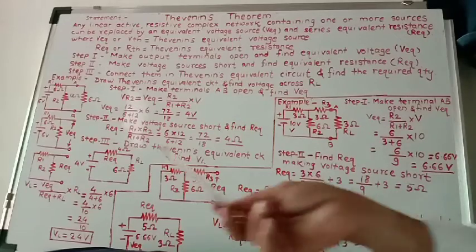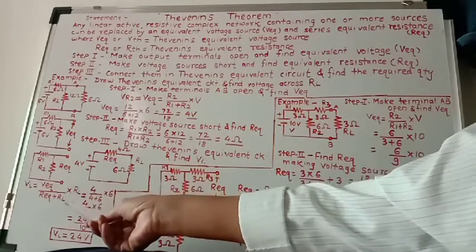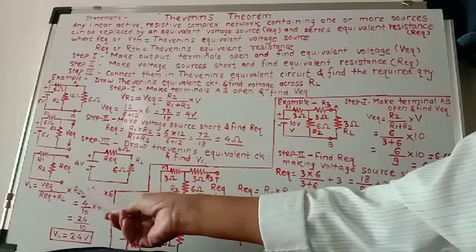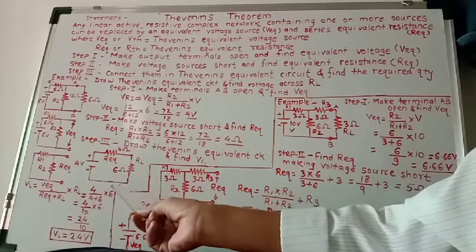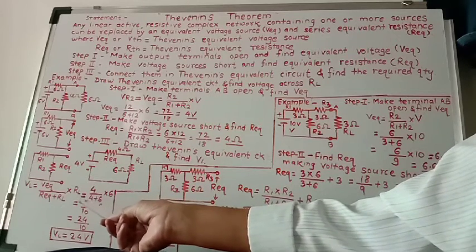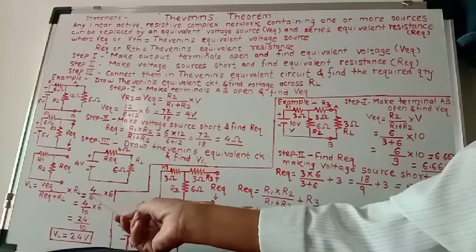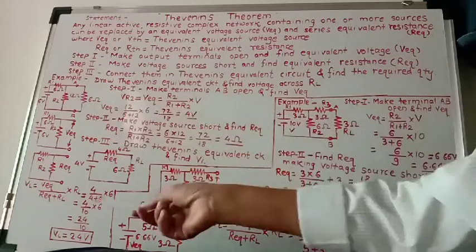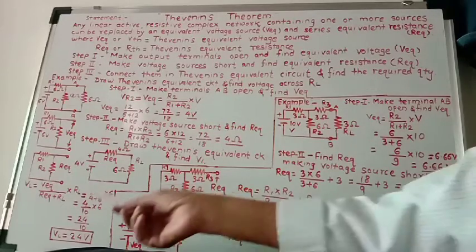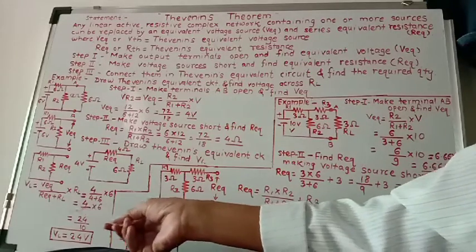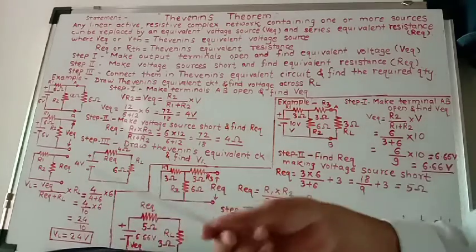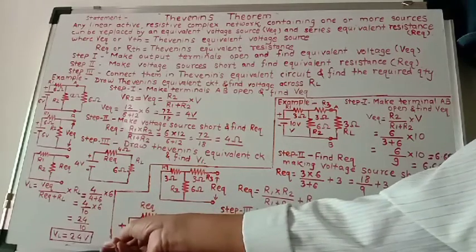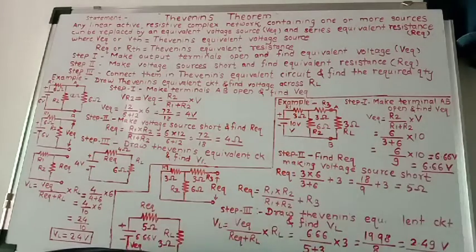So V equivalent is 4 volt, R equivalent is 4 ohm and RL is 6 ohm. So IL is 4 divided by 4 plus 6, and into RL, which is 6 ohm. So it is 4 upon 10 into 6, that is 24 divided by 10, and that is VL equal to 2.4 volt. In this way, we can calculate load voltage.